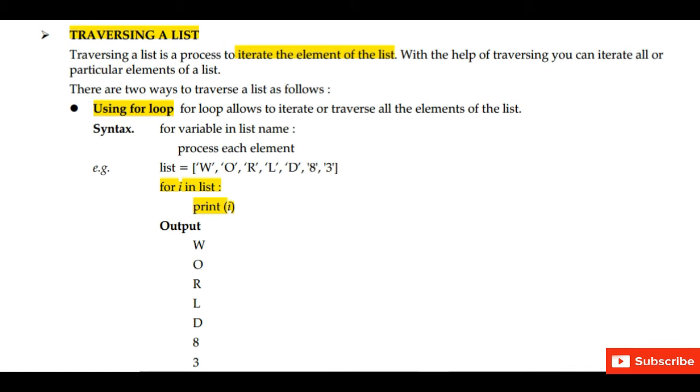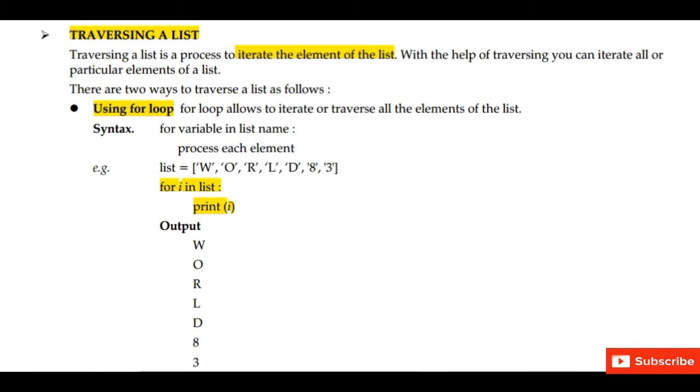Traversing a list is a process to iterate the element, to move from one element to another element in a list. Moving from one element to another is called traversing. With the help of traversing, you can iterate all or particular element of a list. Now in last class I told you how we can traverse a string.